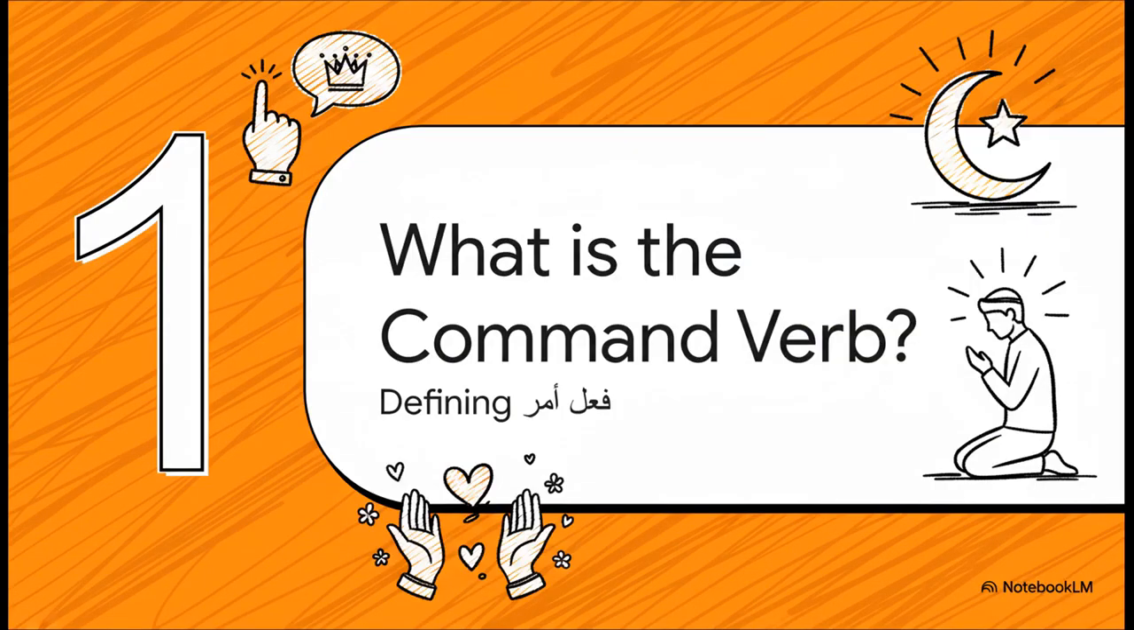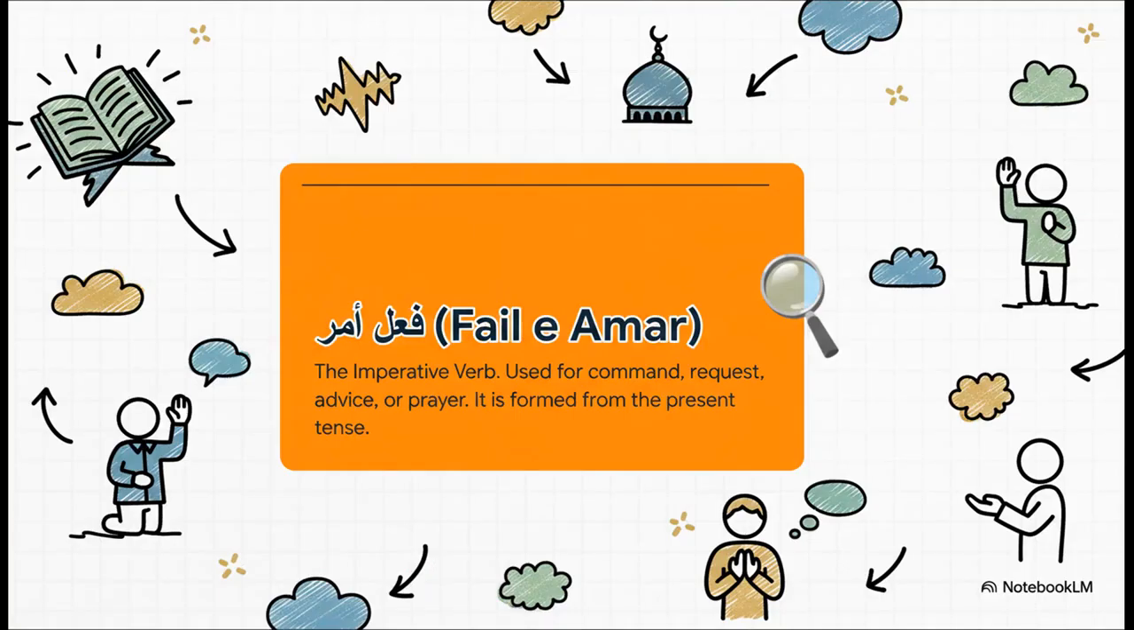What exactly is this Fe'l Amr we keep talking about? So, at its core, the Fe'l Amr is the command verb in Arabic. Its whole job is to directly address someone and ask them to do something. But, and this is the key, that ask can be anything from a boss's command to a friend's advice to a deeply personal prayer. And the most important technical thing to remember, it's always built from the present tense verb.